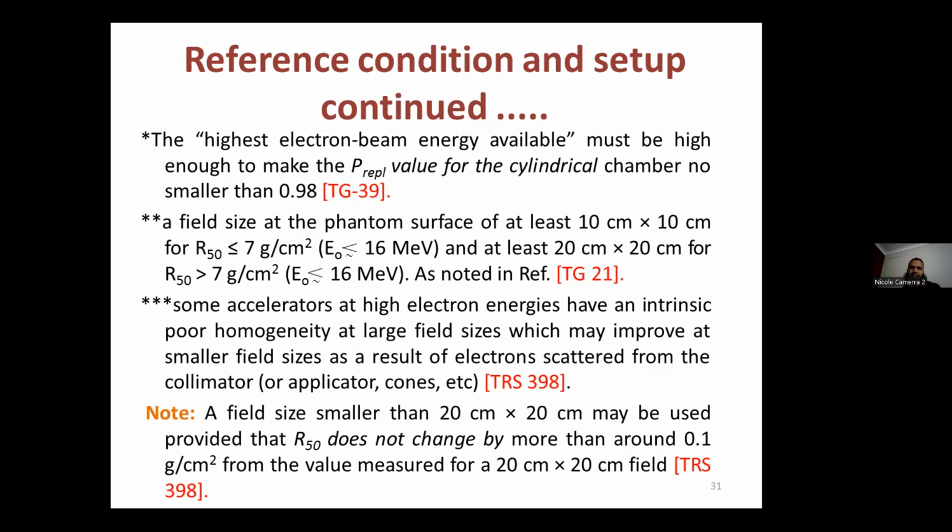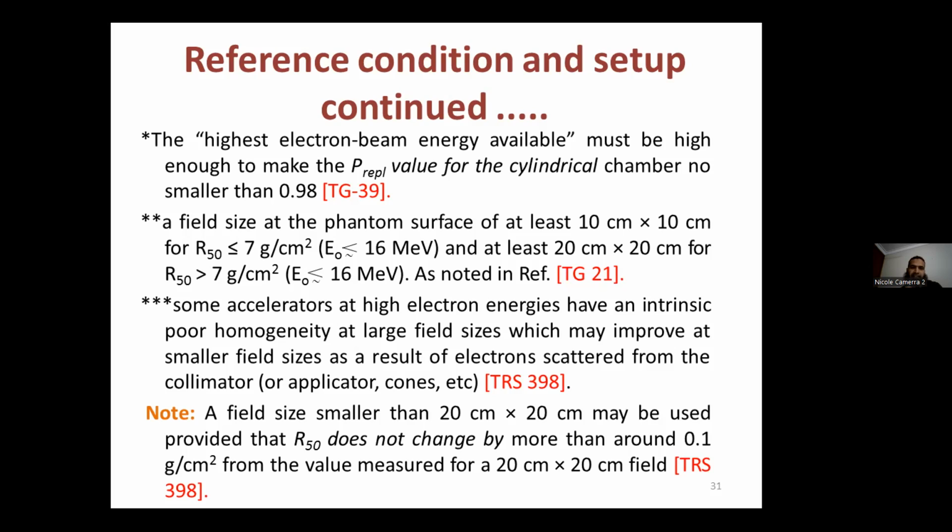So another one is the field size at the phantom surface. At 10 by 10, R50 is less than this, and your E naught energy should be approximately equal to or less than 16 MeV, and at least 20 by 20 for R50 if it is greater than that. That's what we have explained in the setup in the last slide.